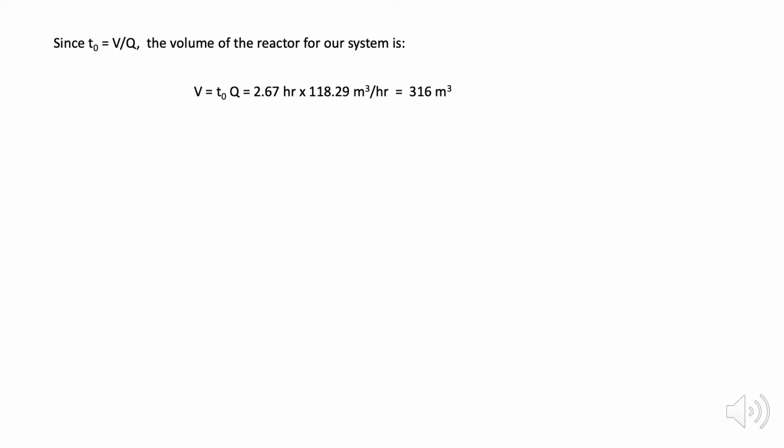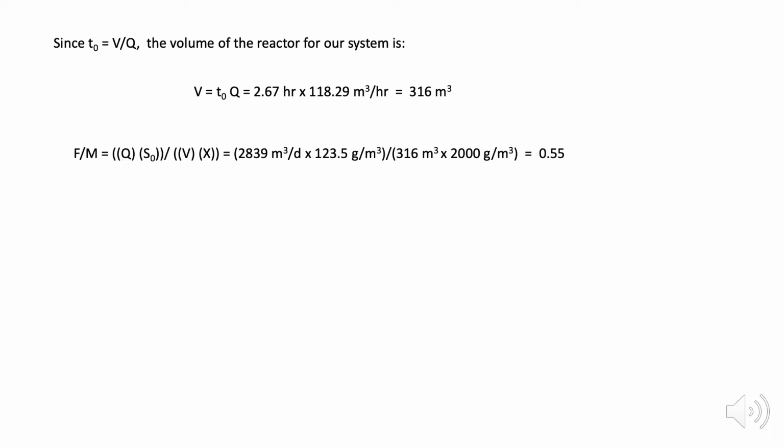Okay, so now since we know that the hydraulic residence time is equal to the volume divided by the flow rate, I can calculate the volume of the reactor that's in this system. So just rearranging that equation, I know the volume is equal to the hydraulic retention time times the flow rate. So our hydraulic detention time is 2.67 hours and our flow rate is 118. So that means the volume of this reactor needs to be 316 cubic meters. So now we know the volume of the reactor in the system.